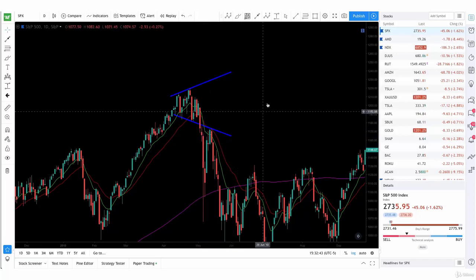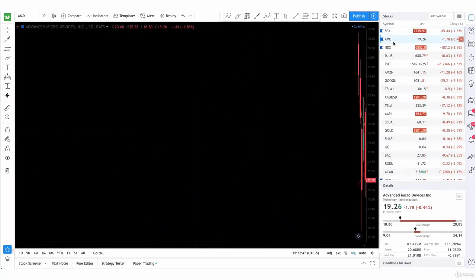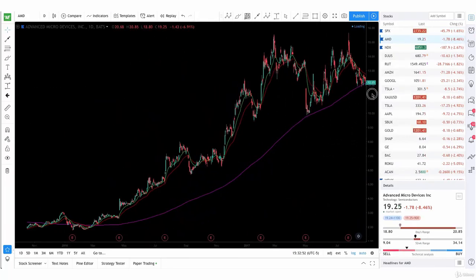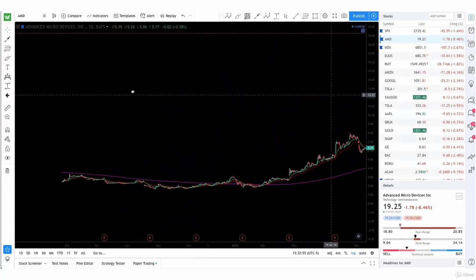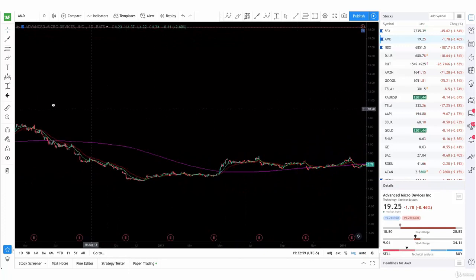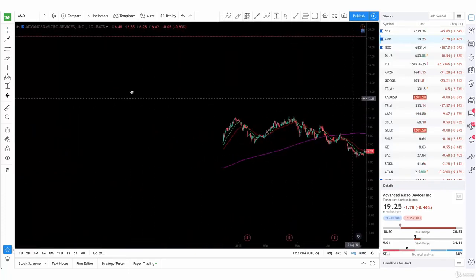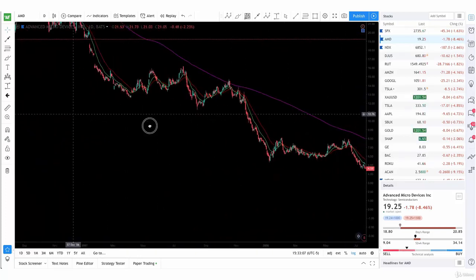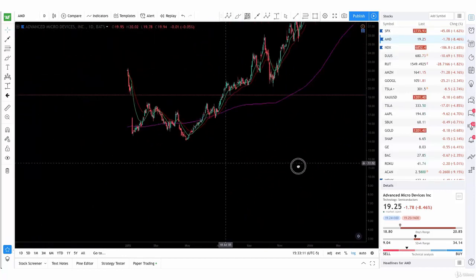Okay, and now we're going to look for a bottom, so a broadening bottom, which is the other reversal that we have. It's going to be down here. AMD gives us a nice example of this. I'll go back a little. Here.